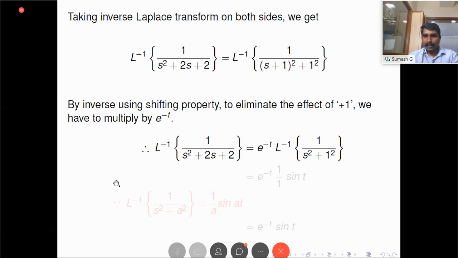It is equal to e raised to minus t into 1 by 1 sin t, because the inverse of 1 by s square plus a square is equal to 1 by a sin at. In this case, a equal to 1. Final answer is e raised to minus t into sin t. So to complete this problem, we apply inverse using the first shifting property.